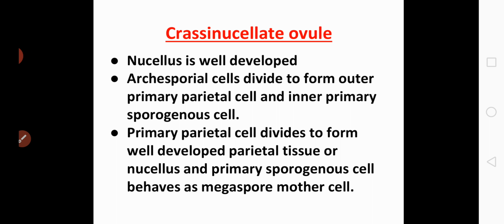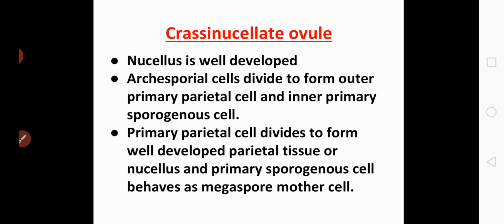Is that clear? Okay. Now, based on the behavior of the archisporial cell, the ovules are classified into two types. They are crassinucellate ovule and tenuinucellate ovule. Am I clear? Now, what do you mean by crassinucellate ovule? In this type of ovule, the nucellus is very well developed.